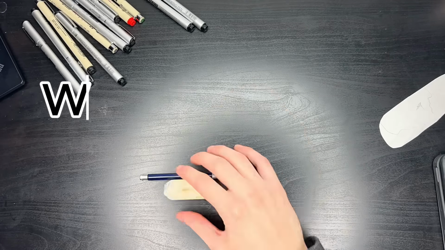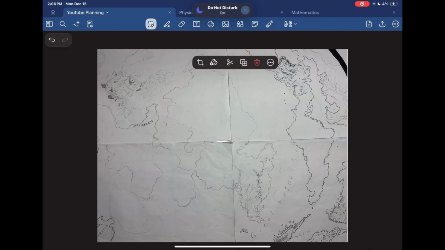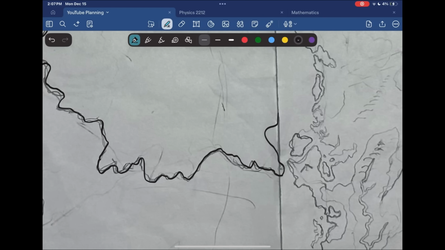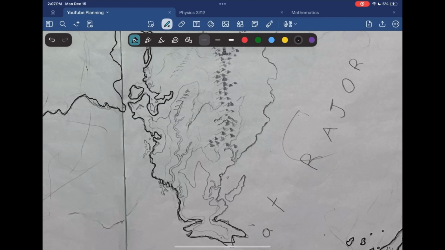Today, I'm going to world build a whole continent. Let's get started. I first uploaded a photo of the map to my iPad and then used that to plan out the region before I put pen on paper. I then outlined the coastlines first, just to give myself a clear boundary for where I'm working.